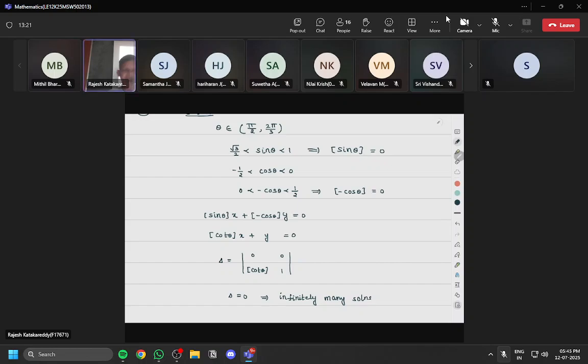Am I clear in this? The second case, do at home. In the second case also, same thing.